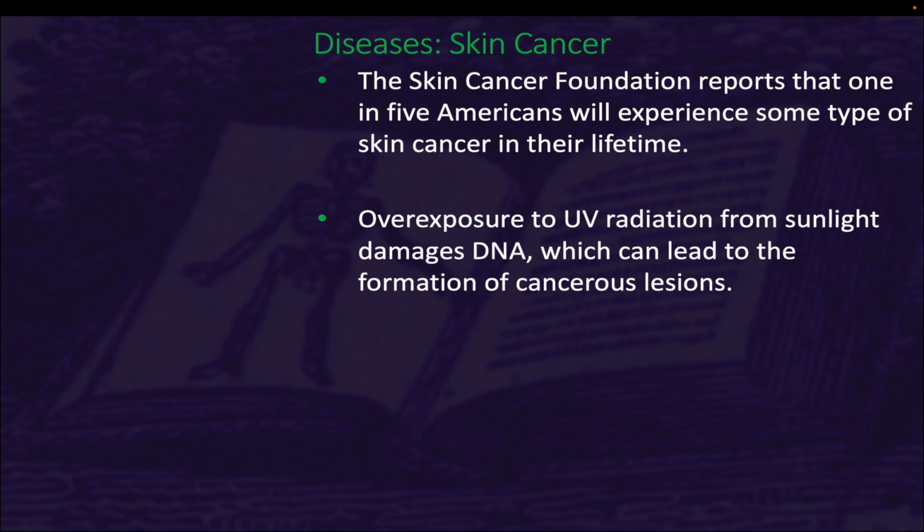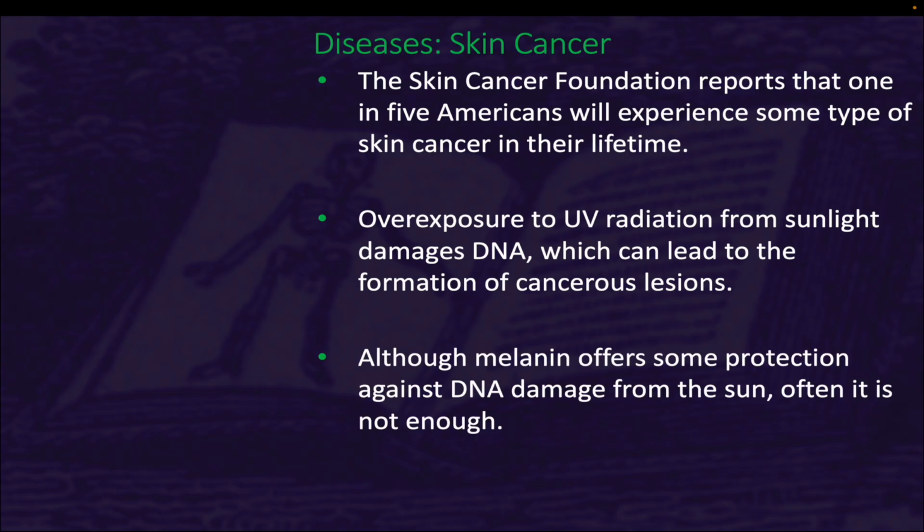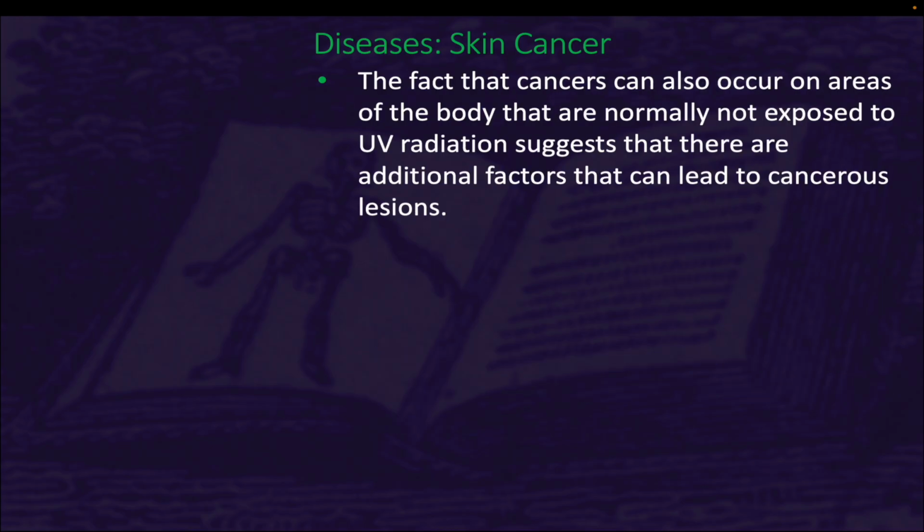Overexposure to UV radiation from sunlight damages DNA, which can lead to the formation of cancerous lesions. Although melanin offers some protection against DNA damage from the sun, often it is not enough. The fact that cancers can also occur on areas of the body that are normally not exposed to UV radiation suggests that there are additional factors that can lead to cancerous lesions.